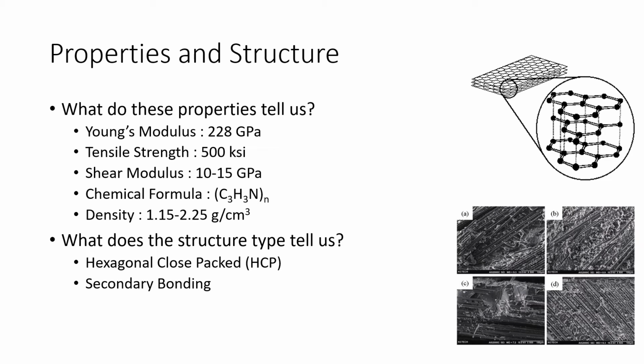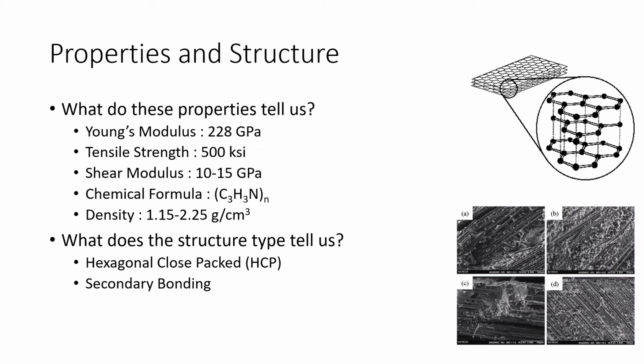So as we can see here, we're looking at the Young's modulus of carbon fiber. This is going to tell us how strong our material is overall. We're looking at 228 gigapascals, which is a very high modulus for any material. The tensile strength is 500 KSI, which means it's going to take 500,000 pounds per square inch to break carbon fiber. As we can see, it takes roughly 10 to 15 gigapascals to shear carbon fiber.